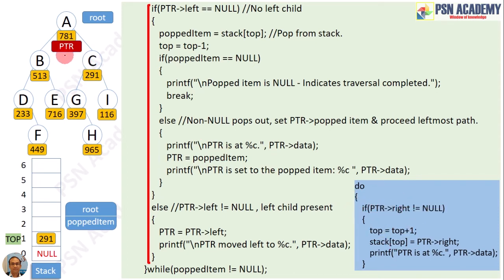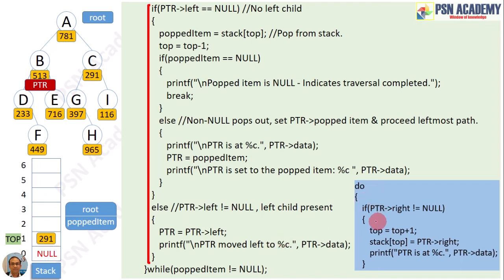Now let us get back to this figure. PTR is standing at 781 with 291 as a right child that has been stored inside this stack. Now we want to move towards the leftmost part. But before moving, we have to check whether there is a left child or not. You can see that the left child is there. So we run this else part. The else part talks about the presence of a left child. So set PTR to PTR left. That means PTR will come down from here to here. Now you have gone to the new node and you process the data first. So our processing will be a printing job only. So we print the data where the PTR is standing. So B will be printed now.